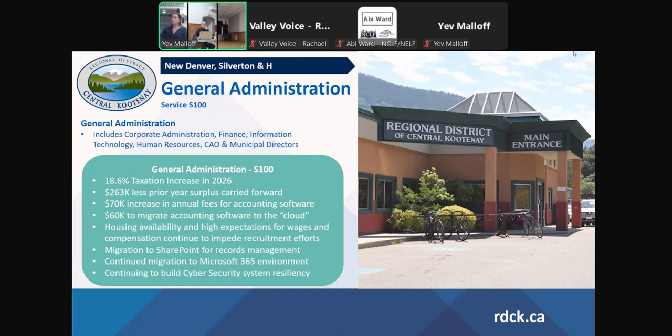So Service S100 is general administration. This is a region-wide service. So New Denver, Silverton, and Area H all participate in it. This includes corporate admin, finance, IT, HR, Office of the CEO, and municipal directors. You can see just under a 19% taxation increase.